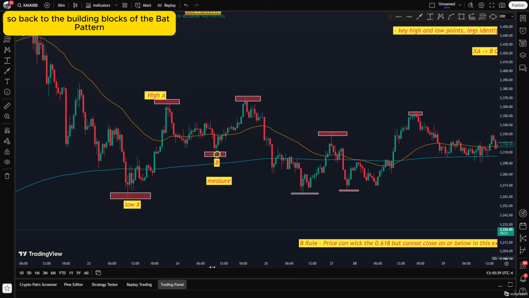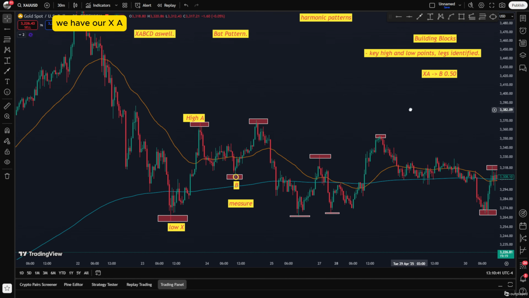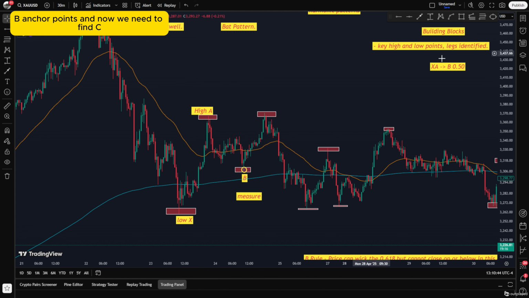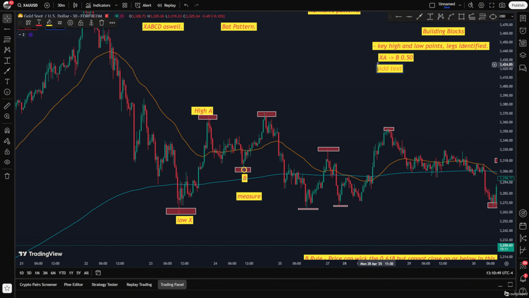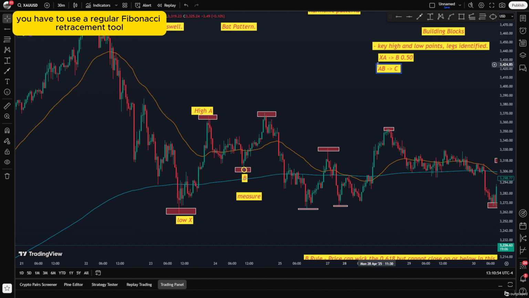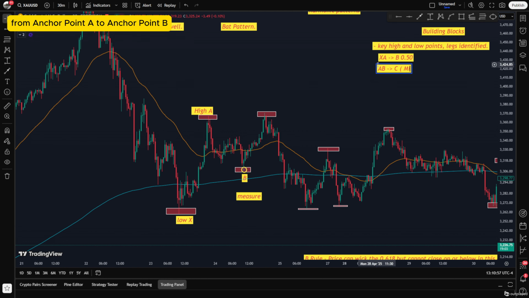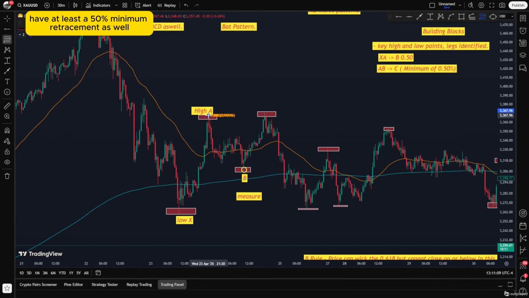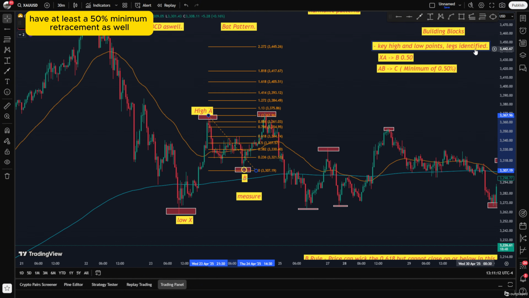So back to the building blocks of the bat pattern. We have our X, A, B anchor points, and now we need to find C. To find C, you have to use a regular Fibonacci retracement tool from anchor point A to anchor point B to discover anchor point C. And for a C point to be valid, you must have at least a 50% minimum retracement as well.